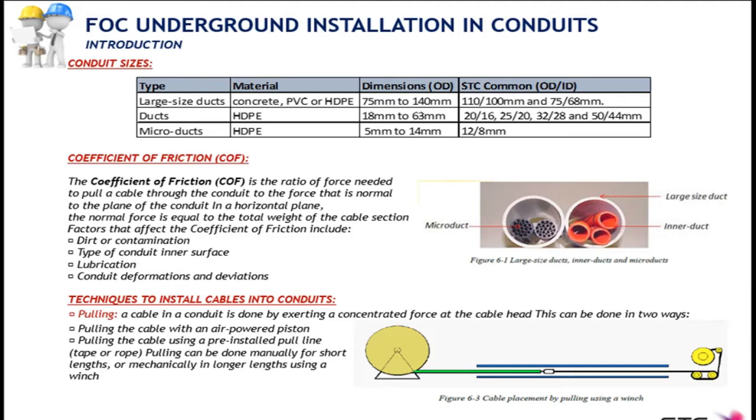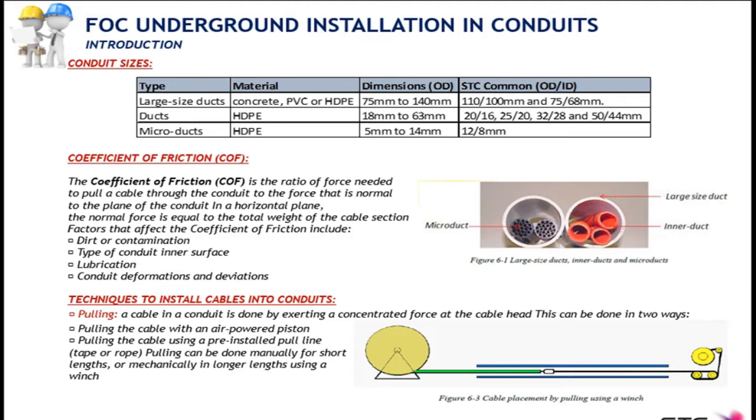So what are the techniques to install cables into conduits? We are going to see now the most important ones, actually pretty much the only ones. The first installation technique is cable pulling. Cable pulling is performed by applying a force at the cable head. So this is the cable head, as you can see in the drawing.